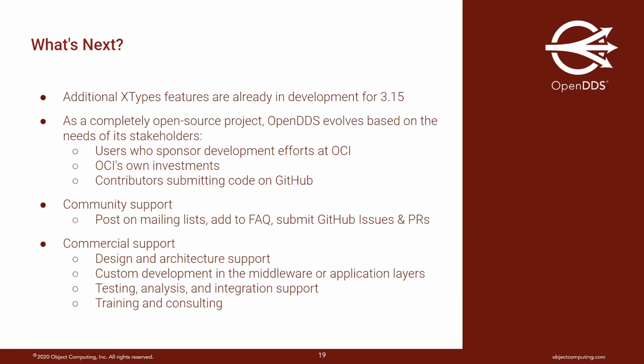So we consider the stakeholders being users who sponsor the development efforts here at OCI, along with OCI's own investments in OpenDDS, and anyone contributing code or even non-code improvements, right? Documentation and issues and everything else that goes on in an open source project. And keep in mind community support mechanisms like mailing lists. The FAQ is available for folks to both read and to extend because all that lives in GitHub. It's just text and markdown, and submitting issues and pull requests.